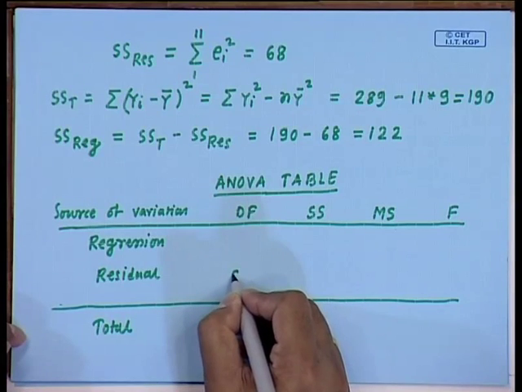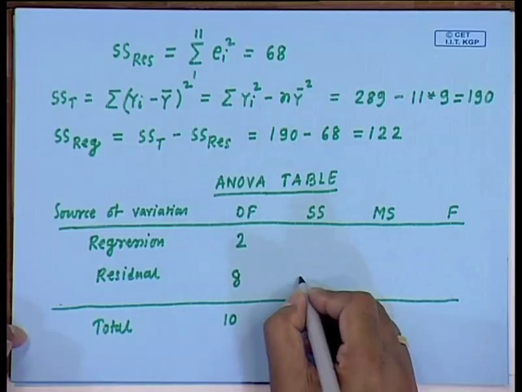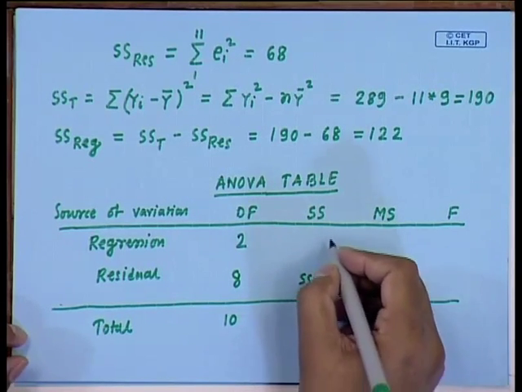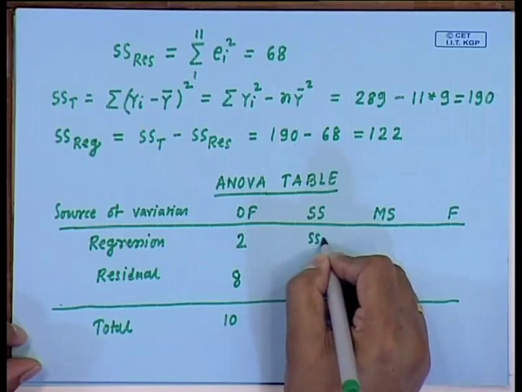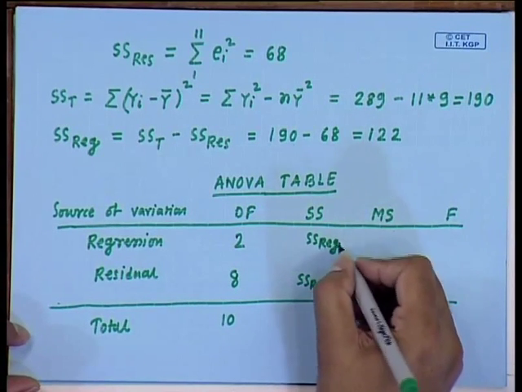The first constraint is summation ei equal to 0, the second constraint is summation ei xi1 equal to 0, where x1 is the first regressor, and the third constraint is summation ei xi2 equal to 0. Well, so the residual has degree of freedom 8 and the regression has degree of freedom 2. We call it SS residual, and this is called SS regression.